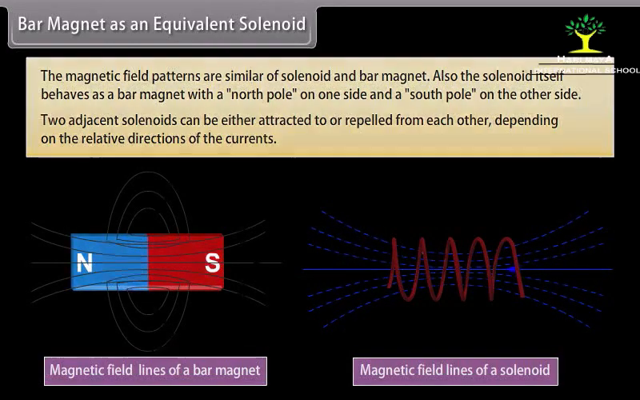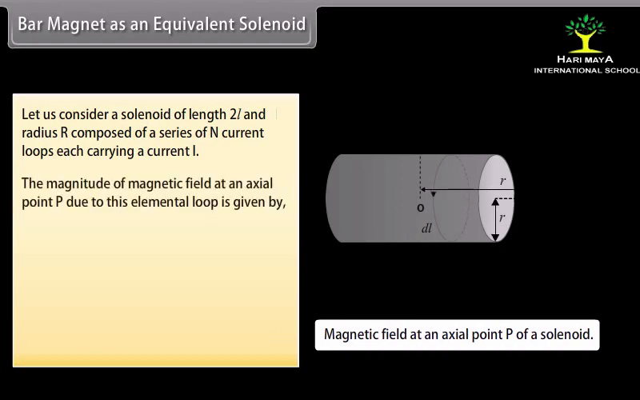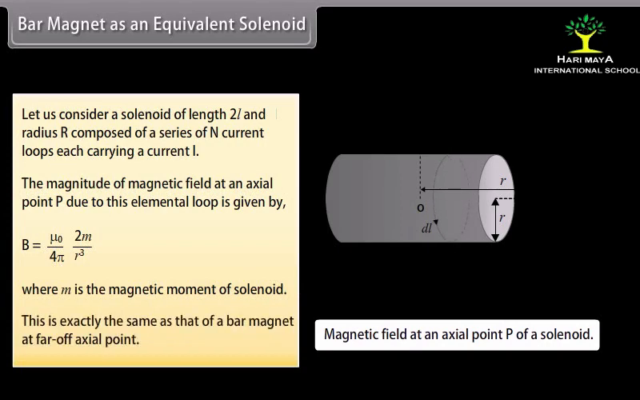directions of the currents. Let us consider a solenoid of length 2L and radius r composed of a series of n current loops, each carrying a current I. The magnitude of magnetic field at an axial point P due to this elemental loop is given by mu naught upon 4 pi multiplied by 2m upon r cube, where m is the magnetic moment of the solenoid. This is exactly the same as that of a bar magnet at a far off axial point.